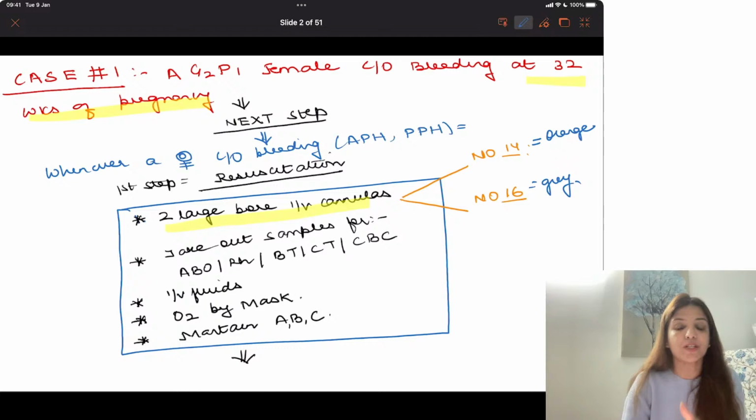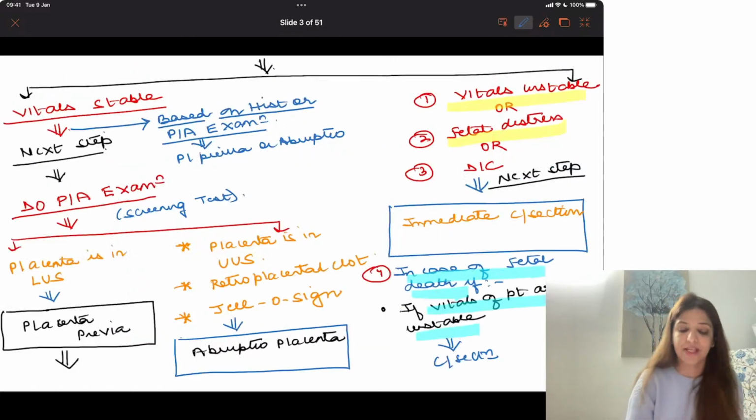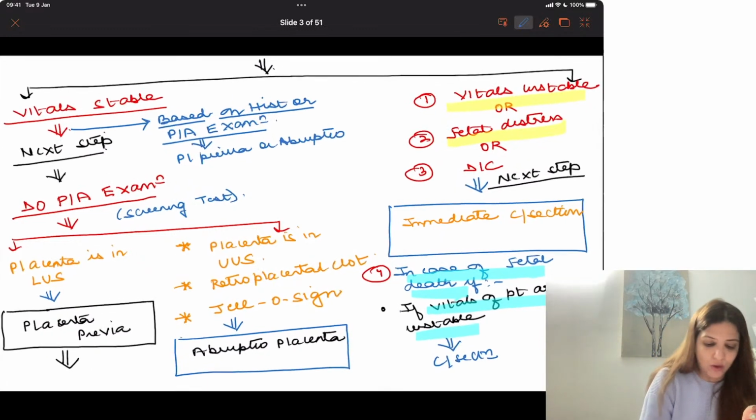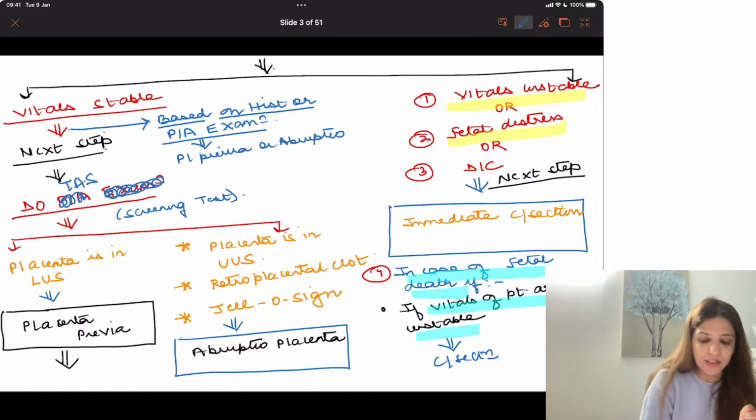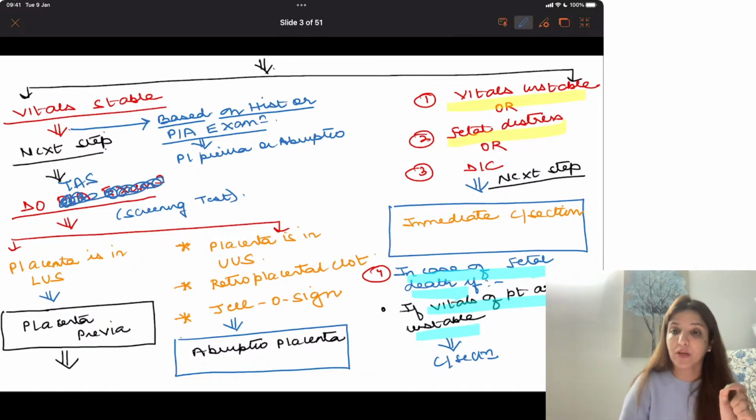Now suppose your question is a patient has come to you with antepartum hemorrhage and patient had bleeding after initial resuscitation, vitals of the patient are stable, and they ask you the next step. Now the next step is you are going to do a transabdominal scan. A transabdominal scan, that is a screening test. Please do not say that I'm going to do a TVS, although TVS is the investigation of choice for placenta previa. But if vitals of the patient are stable and they ask you next step, it is going to be a transabdominal scan, which is a screening test.